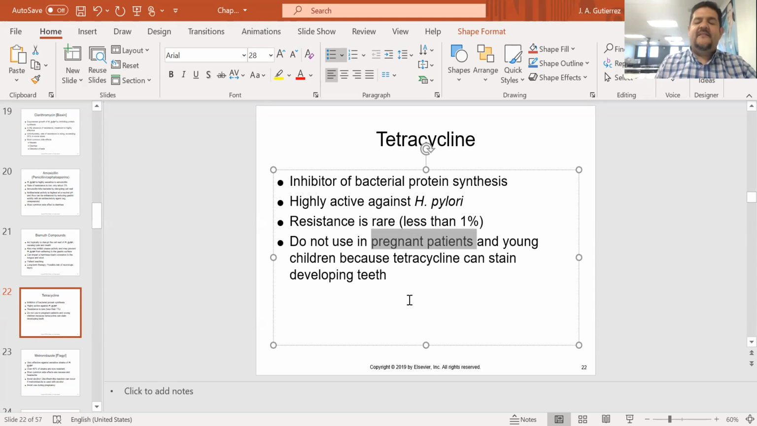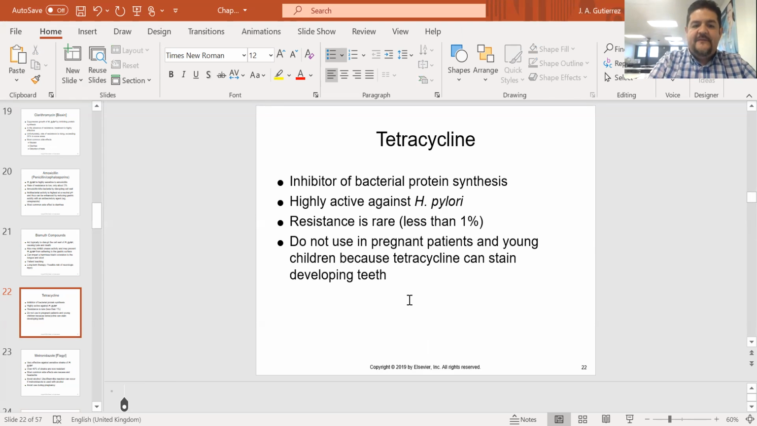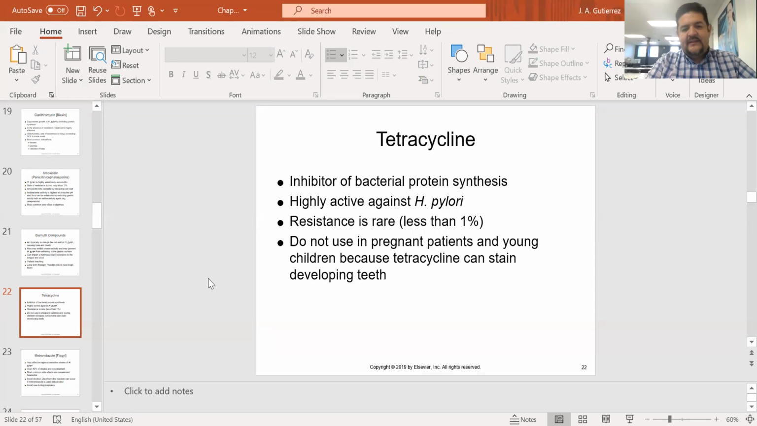If we give a tetracycline to that pregnant mom, we're going to interfere with that calcium absorption by the fetus, and the fetus is not going to develop properly. Usually they're shorter. And same with kids, or a toddler. If we give a tetracycline, especially long-term use, we're going to affect bone development, and that pediatric patient is not going to develop properly.